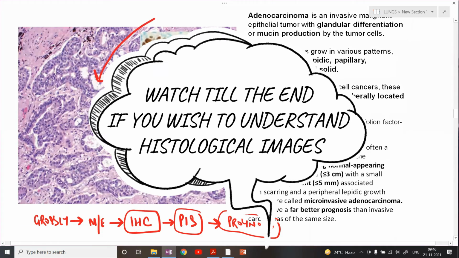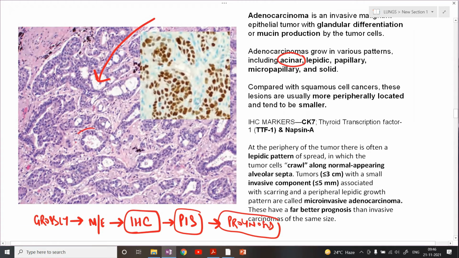Yes, very good. This is the acinar pattern. As you can see, they are going in the form of acinus or glands.